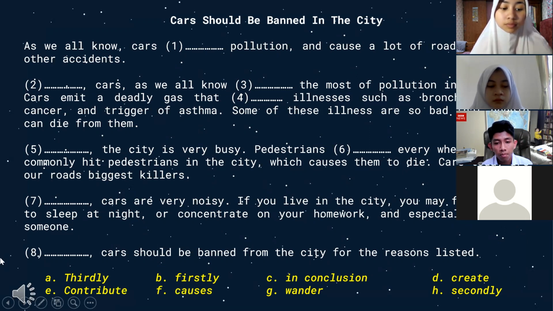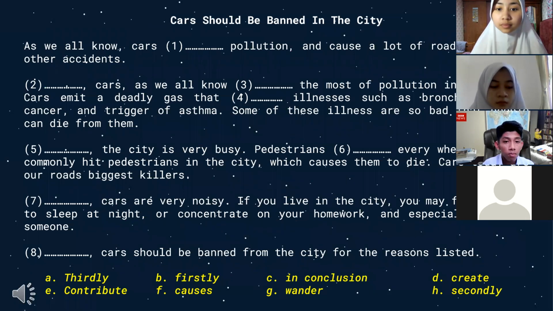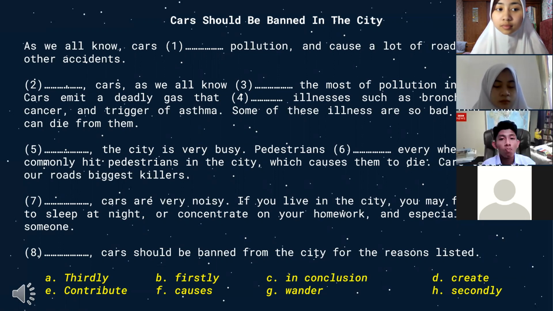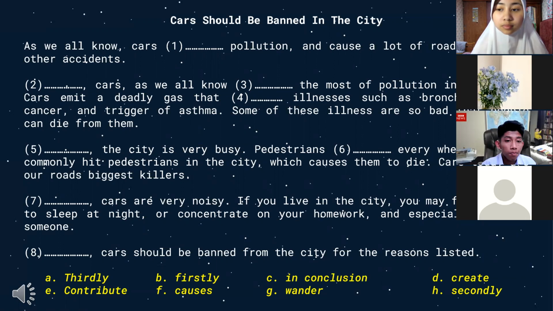Cars should be banned in the city. As we all know, cars create pollution and cause a lot of road deaths and other accidents. Firstly, cars, as we all know, contribute to most of the pollution in the world. Cars emit a deadly gas that causes illnesses such as bronchitis, lung cancer, and triggers off asthma. Some of these illnesses are so bad that people can die from them.